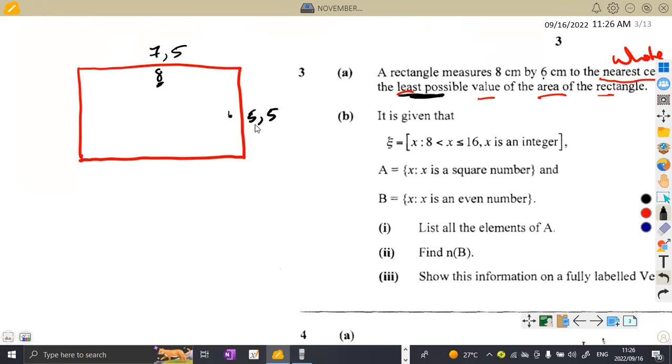If we round off 5,5, we get 6. If we round off 7,5... So if you do not understand this part, make sure that you watch the video where I did about the estimations. On this part, you can actually understand much better. So these are the dimensions that we're going to have, and we know that area of a rectangle is length times width, or length times what? Length times breadth. So our area is going to be length 7,5 times width 5,5.